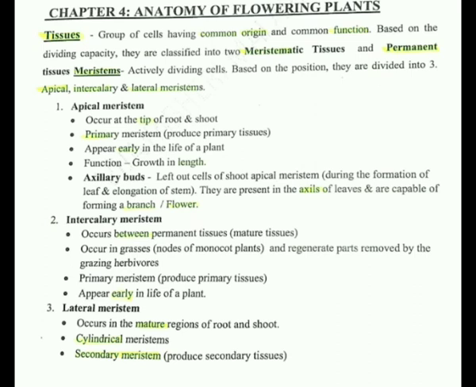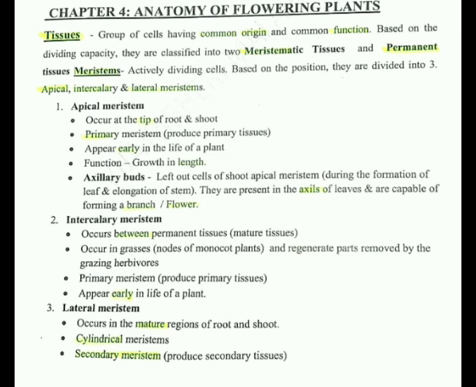In this chapter, we should understand some important and basic points. First one is cells. We all know what cells are. Then the second one is tissues. First of all, we want to understand what is meant by tissues. Tissues are a group of cells having common origin and common function. We should understand that tissues are a group of cells having common origin and common function.